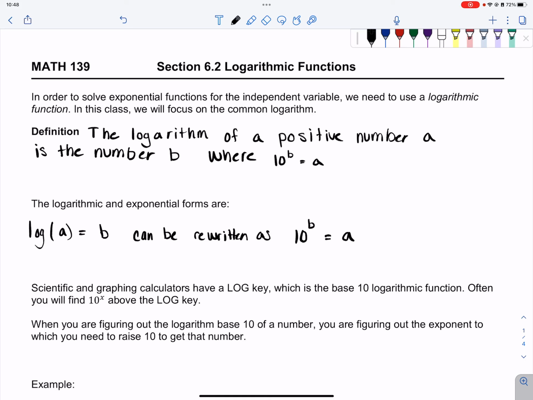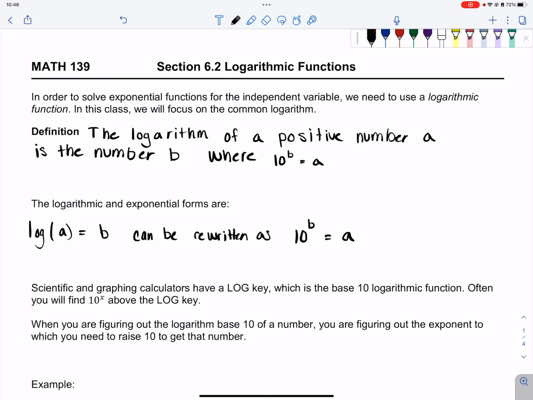In section 6.2, we're going to be working through logarithm functions. And before we get started with the definition of this, I'm going to take a minute to explain the very important reason that we need logarithm functions in the first place.